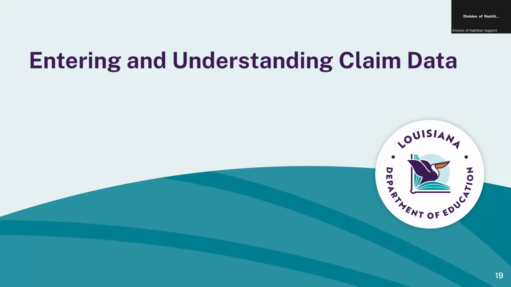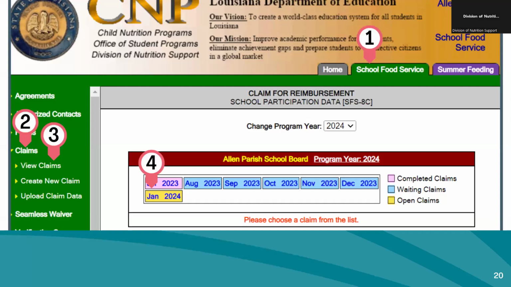So, entering and understanding claim data. Once you have created the claim, go back to the School Food Service tab, click on Claims, and then click View Claims. The program year defaults to the current program year. And then 4, click on the month of the claim. So you see January 2024, that shows that it hasn't been submitted yet, and that's open and ready to be edited.